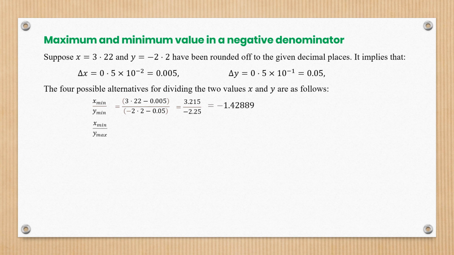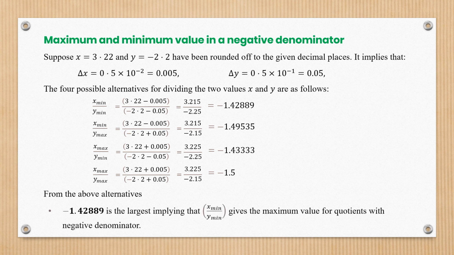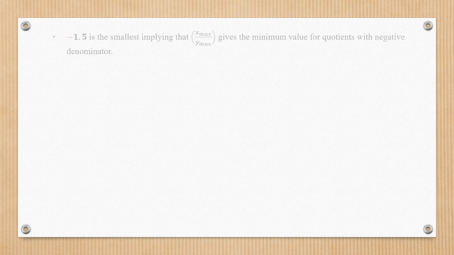So we're going to have the answer as negative 1.42889. Now for x min over y max we shall have negative 1.49535, and then x max over y min shall give me negative 1.43333, and then x max over y max shall give me negative 1.5. So from these alternatives, you can see that negative 1.42889 is the largest, implying that x min over y min gives the maximum value for quotients with a negative denominator. Then you can also say that negative 1.5 is the smallest, implying that x max over y max shall give me the minimum value for quotients with a negative denominator.